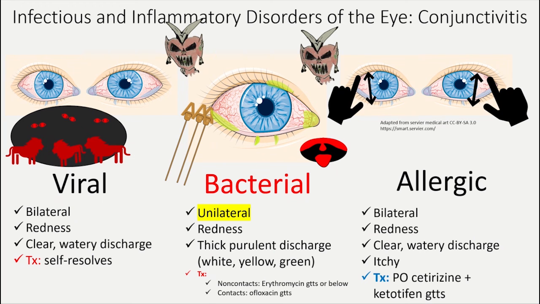The most common causes of bacterial conjunctivitis are Staph aureus, Moraxella catarrhalis, and then Haemophilus influenzae. And in contact wearers, you're thinking Pseudomonas as well.